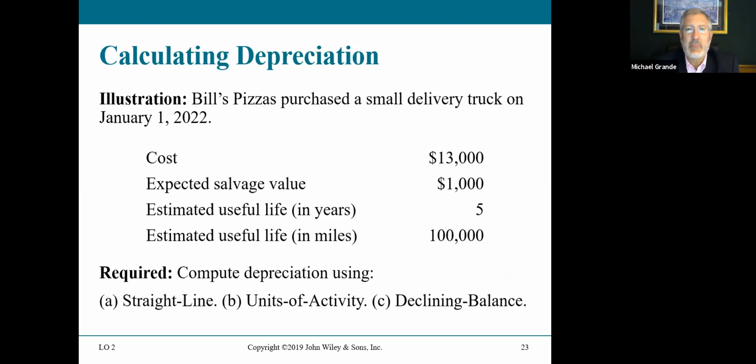Here's an illustration. Bill's Pizza purchased a small delivery truck on January 1, 2022. The cost, $13,000. Estimated salvage value at the end of its useful life, $1,000. Estimated life in years, 5 years. Estimated life in miles, 100,000. Let's calculate depreciation using 3 methods.